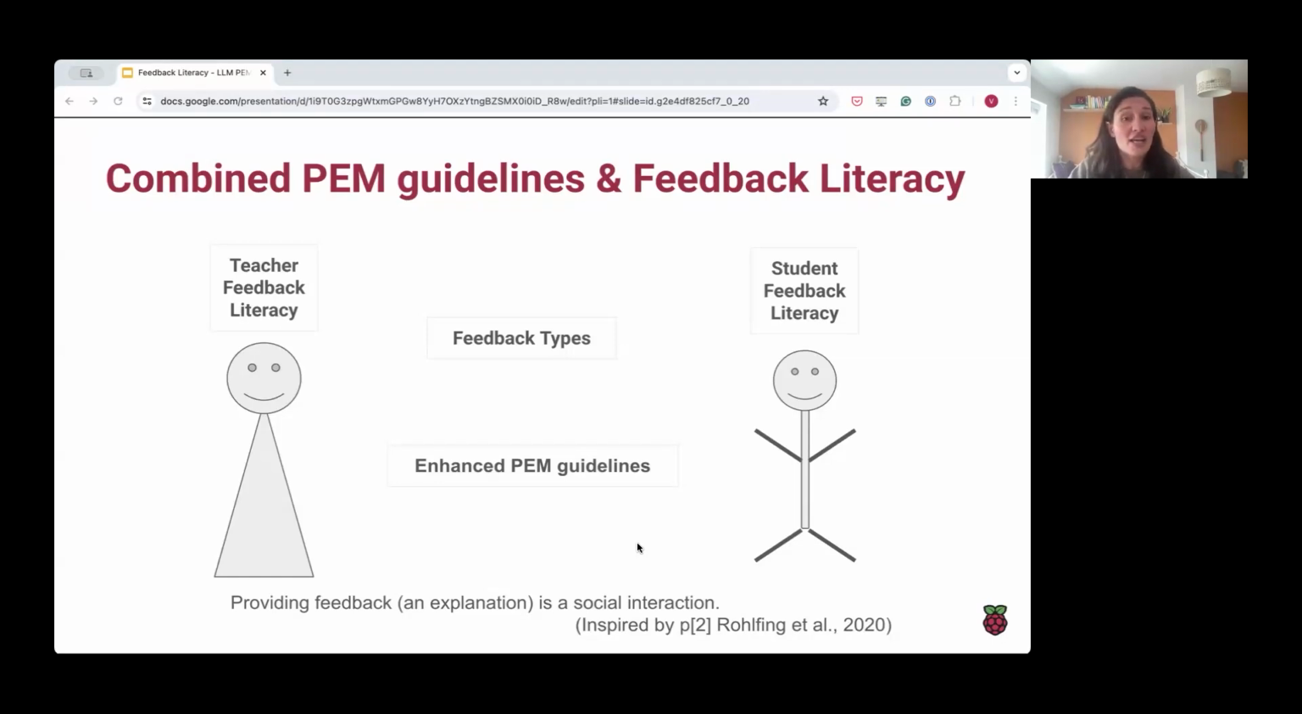And we suggest that combining enhanced programming error message guidelines, which is this programming-specific lens, with feedback literacy theory, a general education lens, to analyze educators' views, provides a more holistic approach to investigating the purpose and pedagogy of using large language model explanations in the classroom.